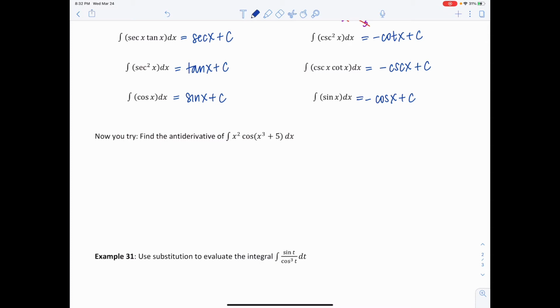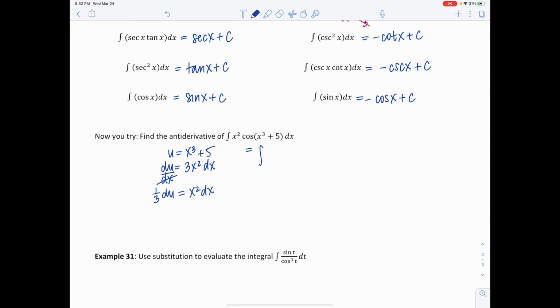The inside function here looks like x cubed plus 5. Its derivative is 3x squared. I'm going to move that dx to the other side. In the integrand, though, I only have an x squared, so I'm going to move 3 to the side with the du. And again, I'm going to write it as 1/3.